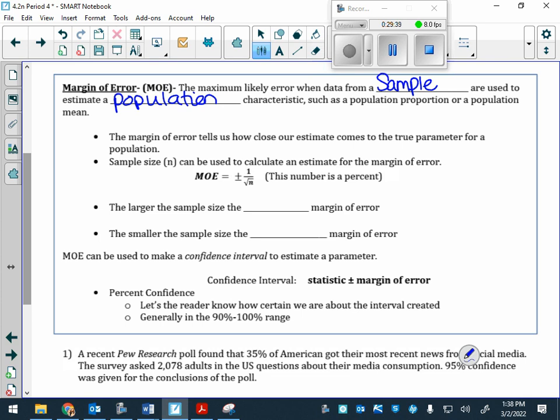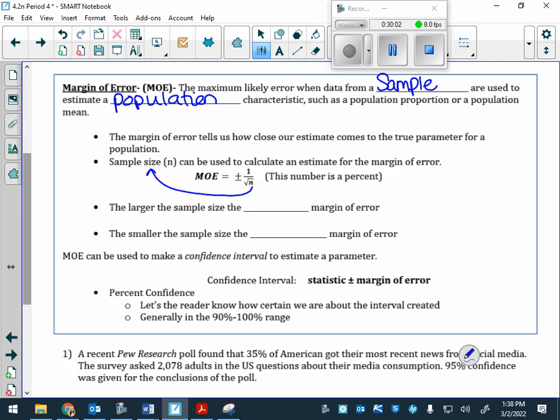All right. So anytime we're figuring out the margin of error, we use this shortcut formula, which is 1 over the square root of n. N meaning your sample size. Okay. N meaning your sample size. And it's plus or minus. It's very similar to how we figure out the standard deviation.